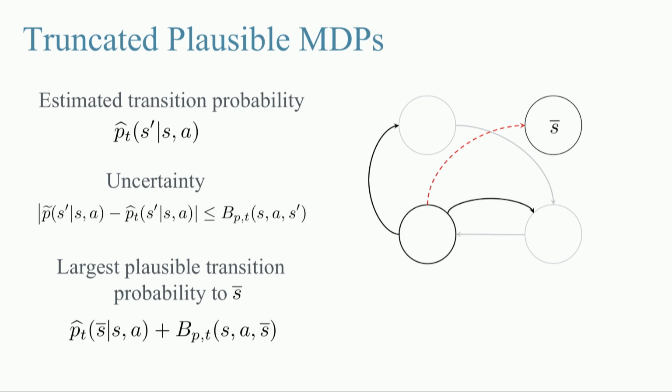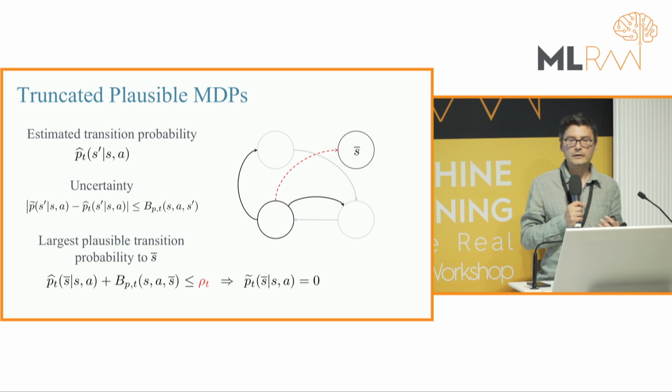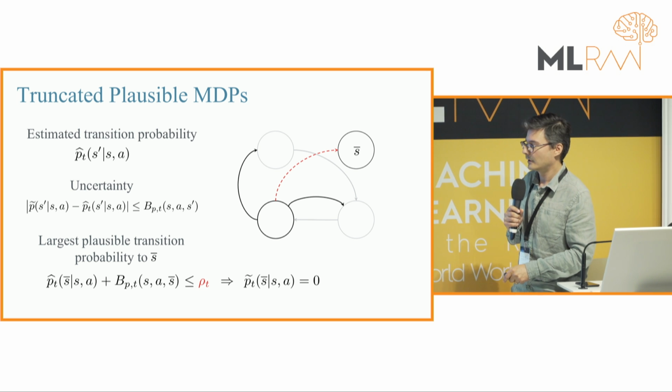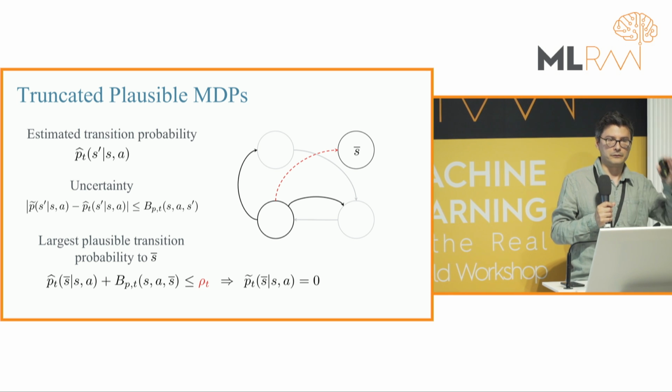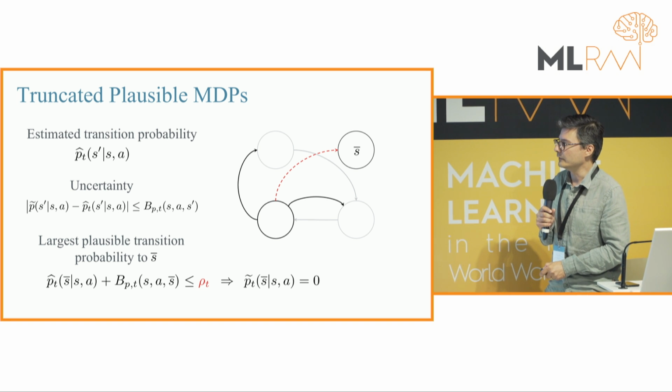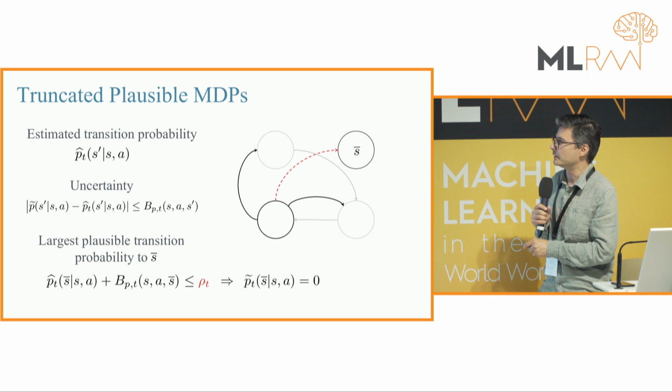So imagine that we focus on this state. The largest plausible transition probability to this state, according to what we observed so far, is this much. So it's the empirical one plus the uncertainty that I have. What we do, a very simple idea, is let's threshold it. So if this very optimistic probability to reach this state is low, then we just truncate it to 0. So it's really a truncation that we do. And we say that this state here is not reachable. On the other hand, if this largest plausible probability to get there is high enough, then let's keep it enabled as a state, and let's try to go there.